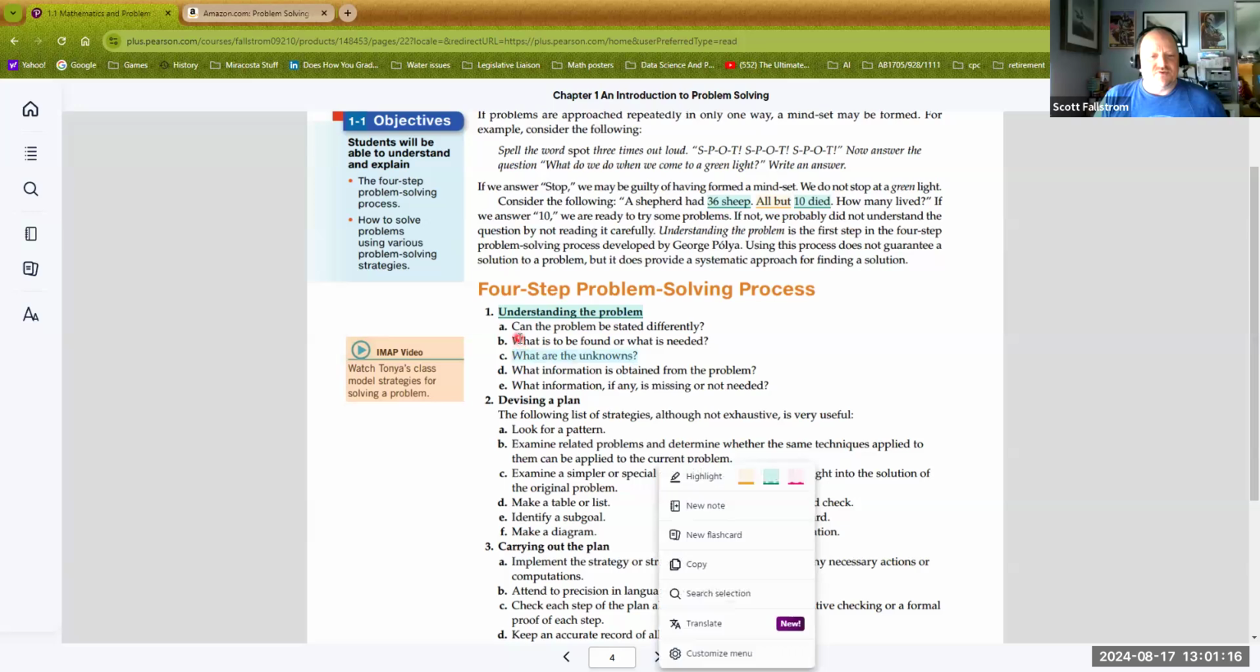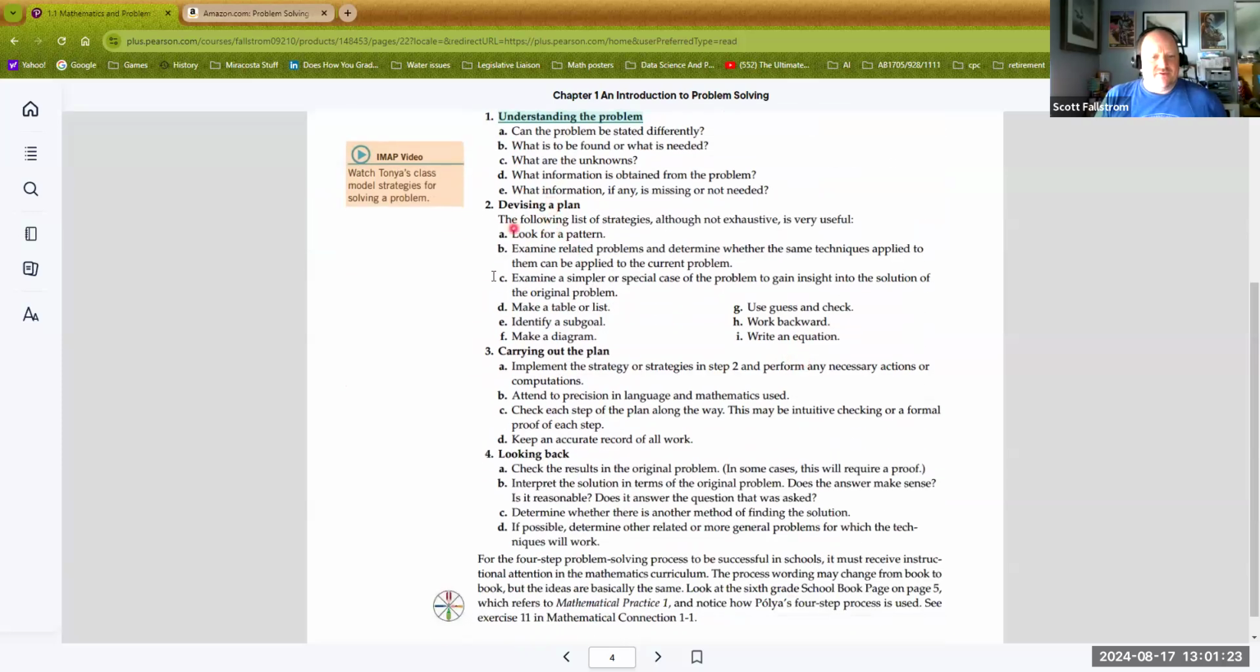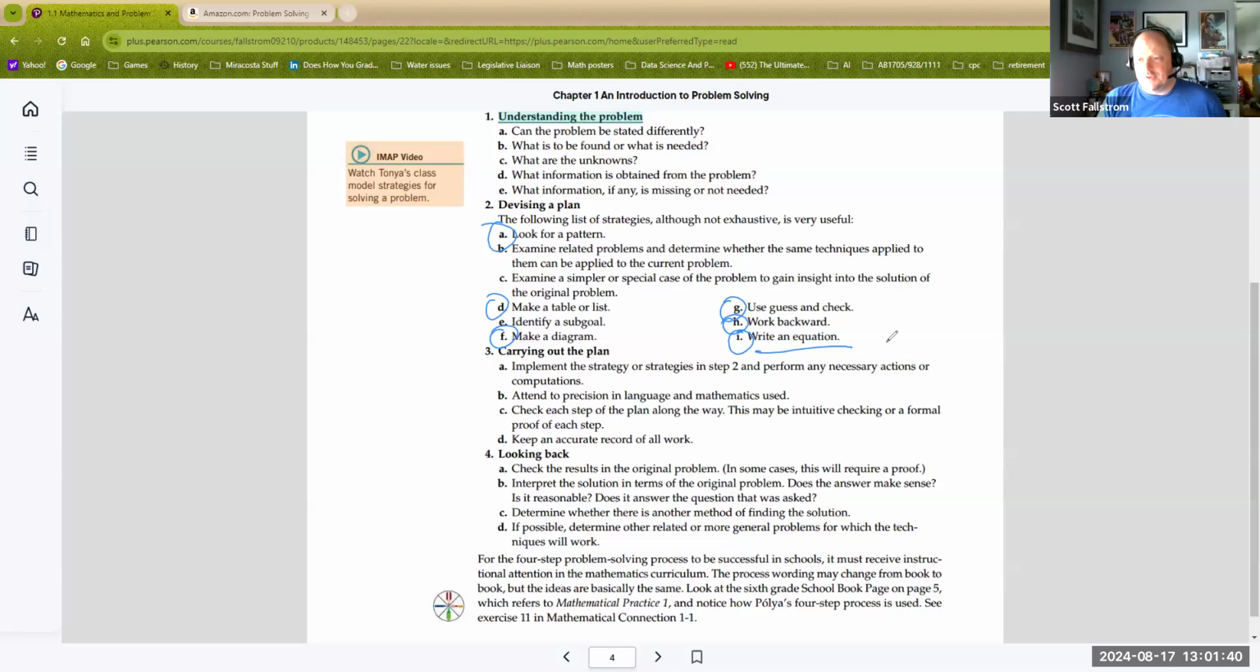What are the unknowns? What am I supposed to find? What is needed? What information do I have? All of these are critical questions. Devising a plan. Now, as we go through this course, not just here but also in the first couple of days, we're going to be actually doing some of these plans in class. We're going to be looking for patterns. We're going to be making tables. We're going to be making a diagram. We're going to use guess and check. We'll work backwards, writing an equation. Nothing wrong with equations, right? Solving a simpler problem, that is huge.